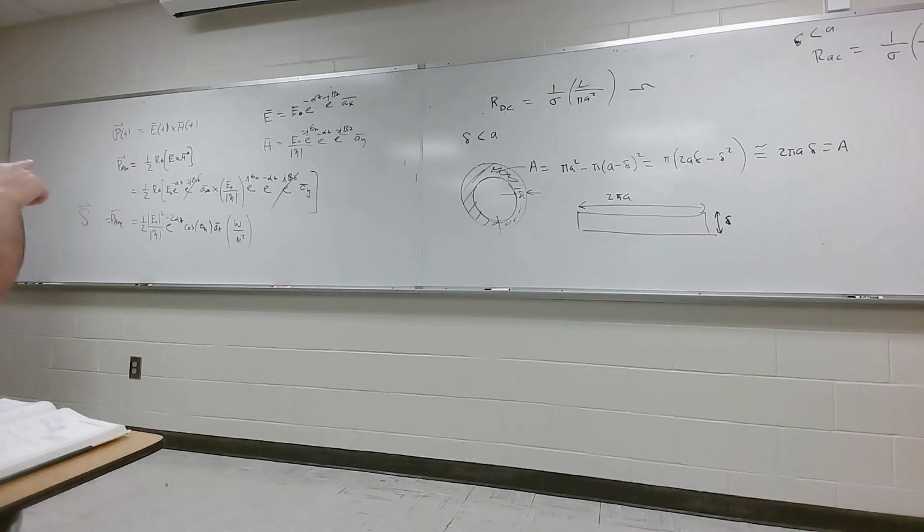Right there. For the phasor form of the magnetic field, why did it go from negative j beta z to positive j beta z? Conjugation. You know what conjugation is? Okay.